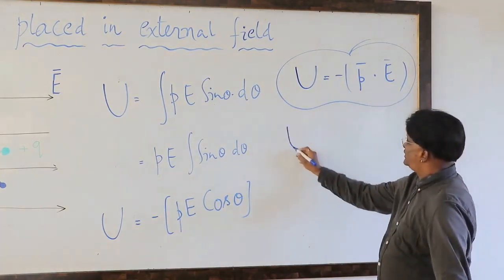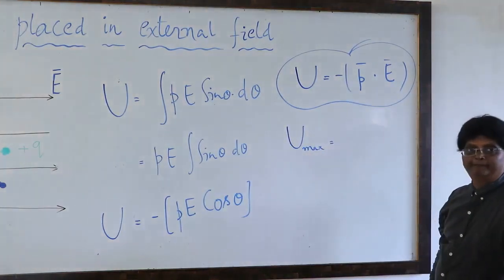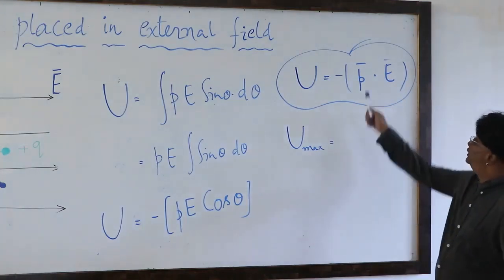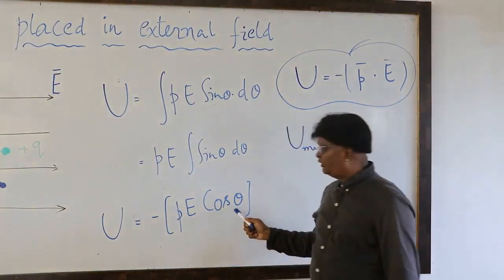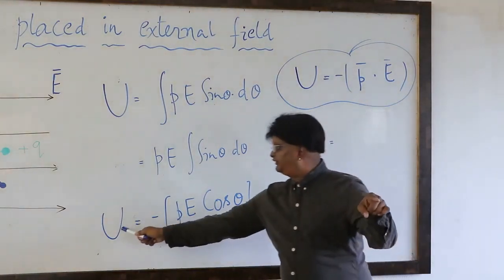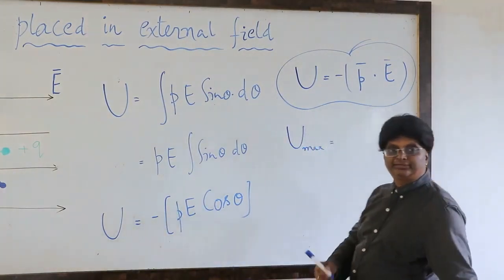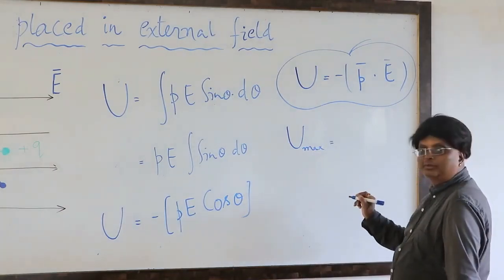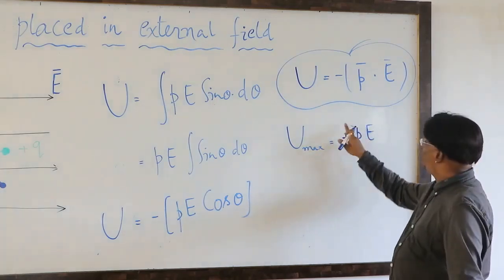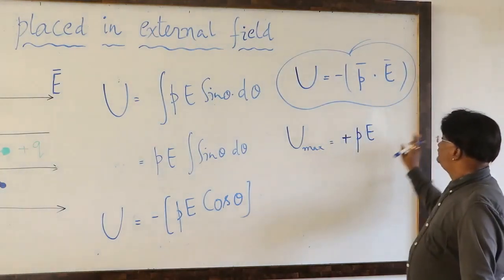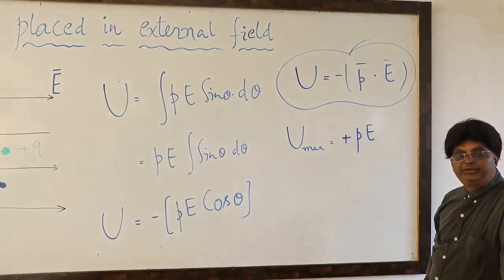Now you see, I will write what is U maximum, what is the maximum potential energy. This is minus of p dot E, or minus of P E cos theta. For cos theta is equal to minus 1, this becomes U is equal to plus P E, because cos 180 is minus 1. Then what is U maximum? U maximum is plus p times capital E. Remember, I am writing small p for dipole moment, E for the field. U maximum is plus PE. That is for theta is equal to 180 degree position.